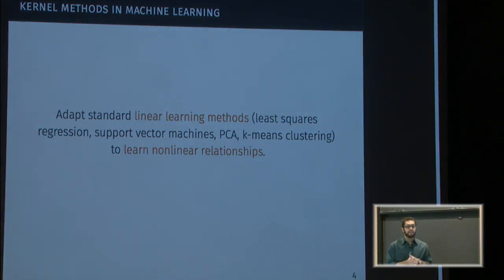The idea behind kernel methods is I have some linear machine learning algorithm, like linear regression, support vector machines, principal component analysis, some algorithm that does function fitting or classification, but it either fits linear functions or it does classification or clustering by dividing points up with linear functions. What I want to do with kernel methods is revamp those algorithms so that they can learn nonlinear relationships.